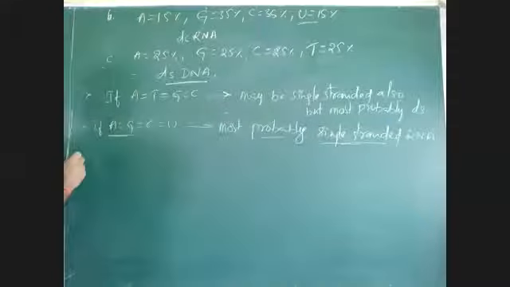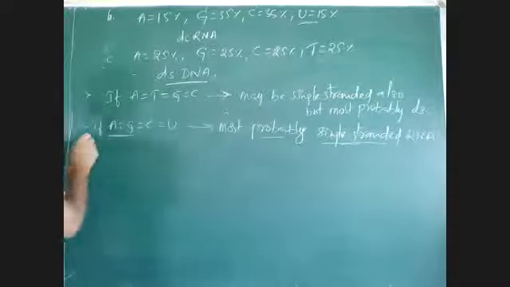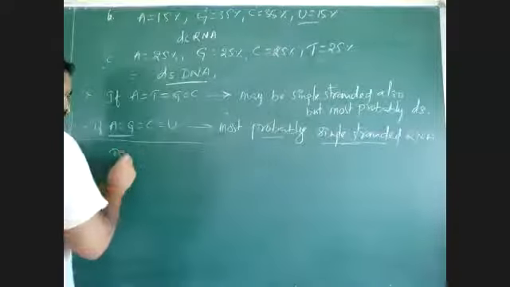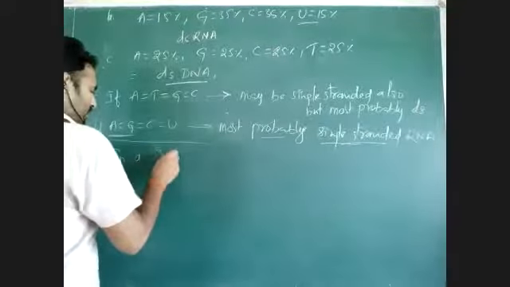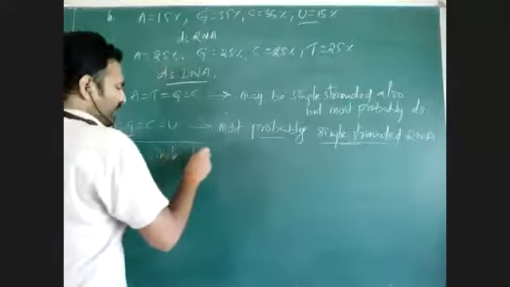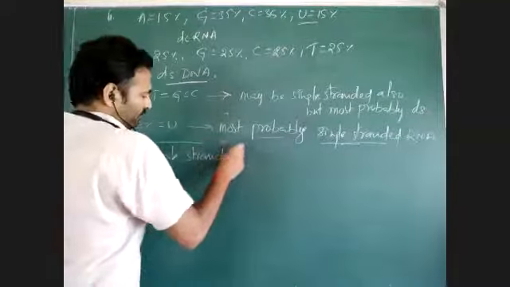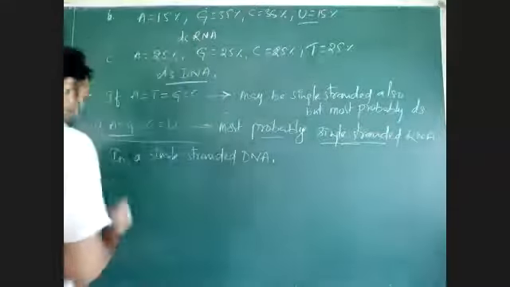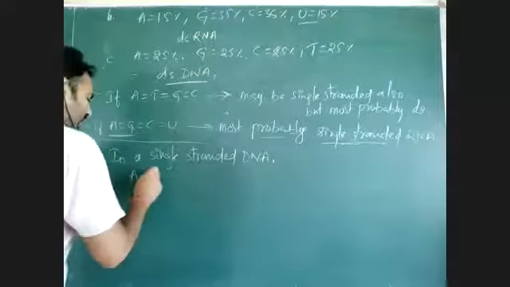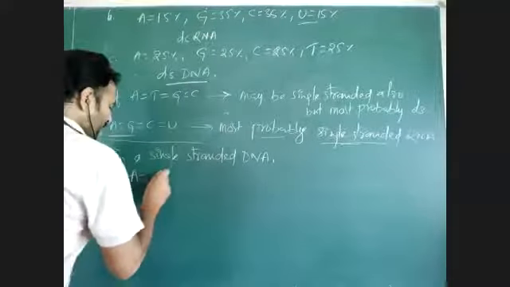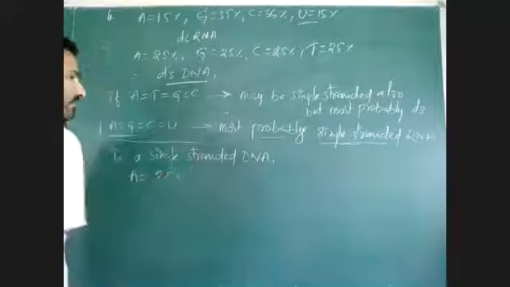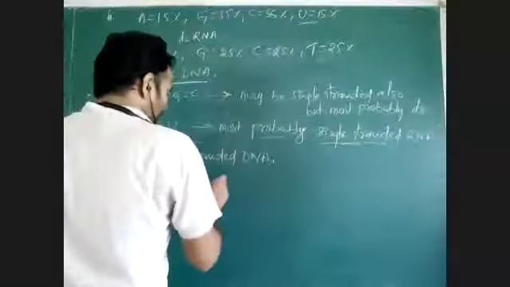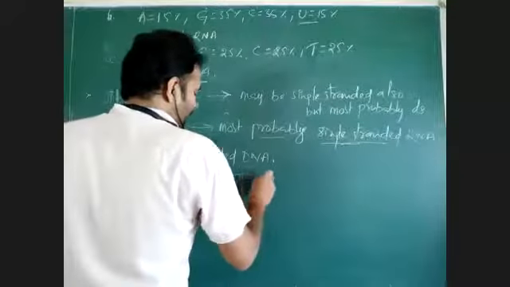Then second type of question, second model. Suppose in a single-stranded DNA, it was found that A is equal to 25%. Then T is equal to what?